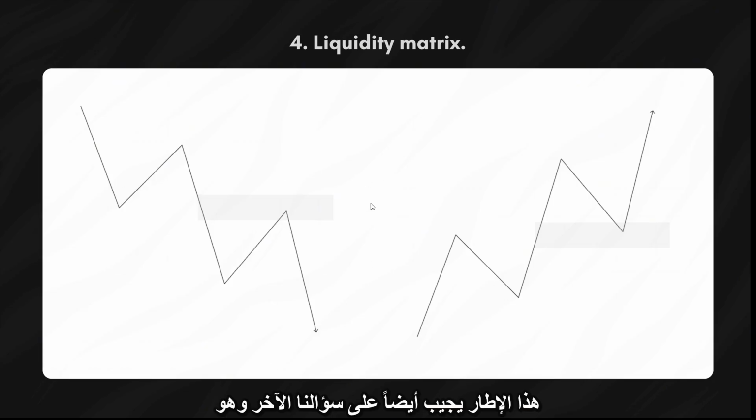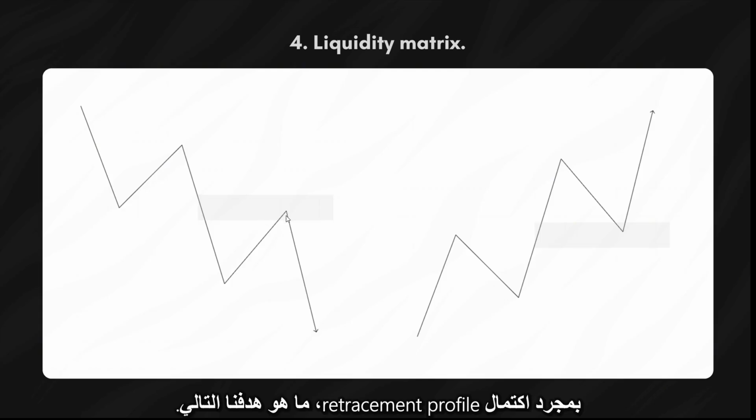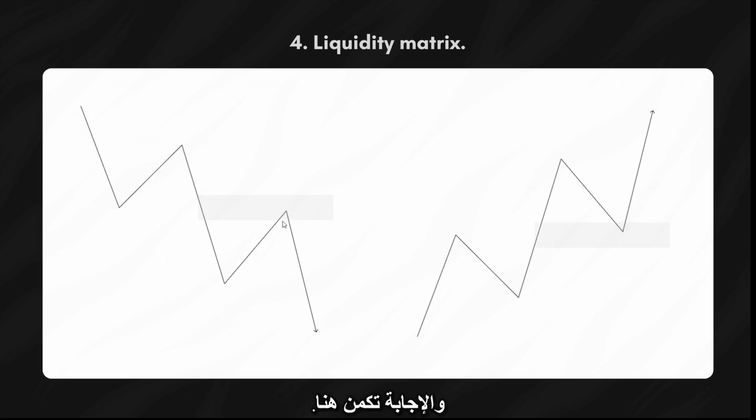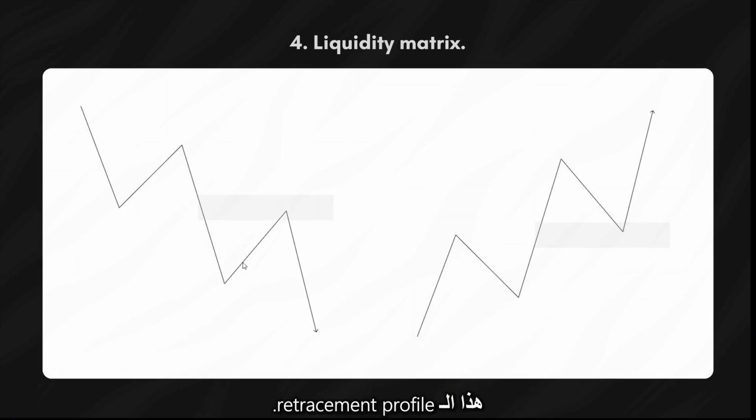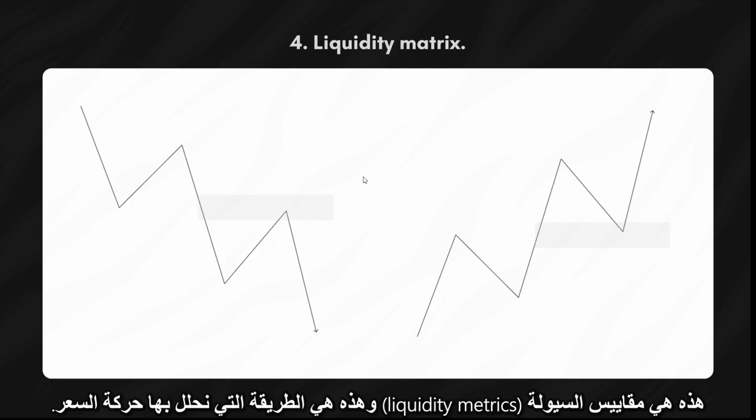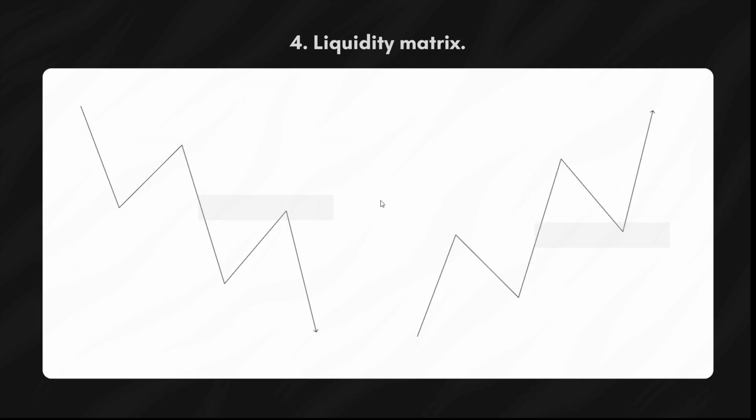This framework also answers another question, which is: once a retracement profile is completed, what is our next target? And the answer lies right here. Once a retracement profile ends, after filling our internal range liquidity, the next likely target for us is the external range liquidity that led to this retracement profile. Okay? This is liquidity matrix, and this is how we break down price action with it.